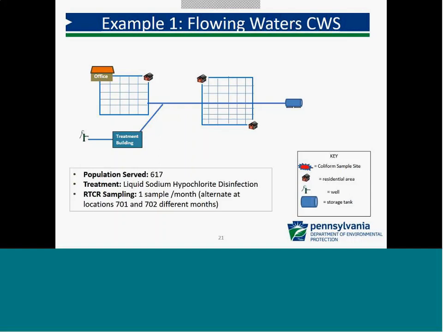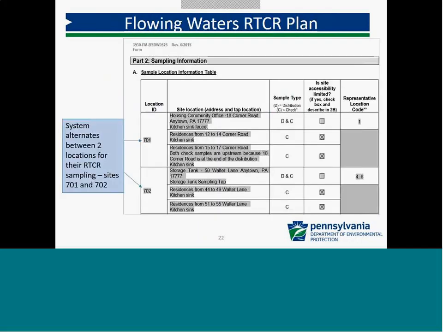Okay, so let's look at some of these examples, and we have two different size systems, so hopefully we cover a lot of you. This first example is the Flowing Waters Community Water System, and it serves 617. So under the revised total coliform rule, they are required to sample once per month for coliforms, and they do have two locations, fortunately, 701 and 702. So they had set that up as representative monitoring under the coliform rule, and they alternate between those in differing months, just for coliforms.